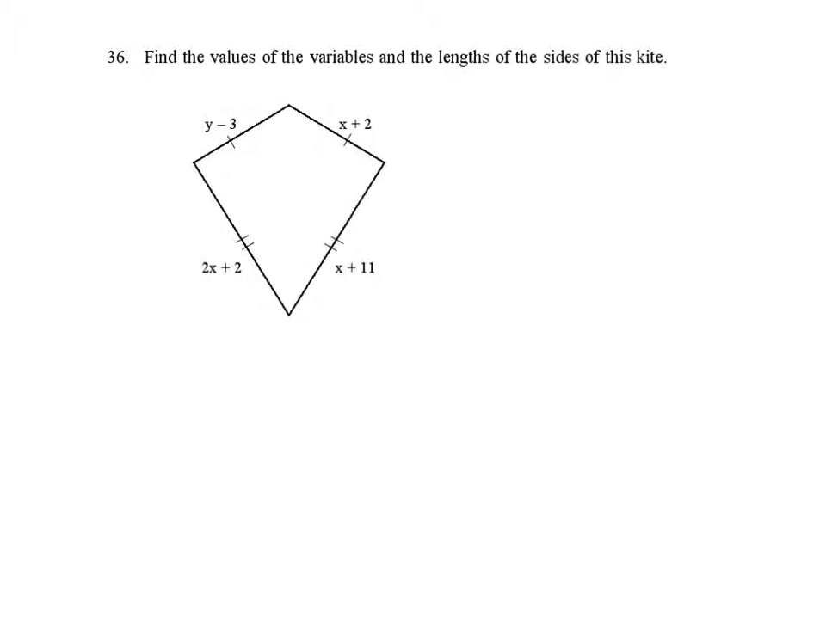36 says find the values of the variables and the lengths of the sides of this kite. Now they already tell me which ones are congruent. These two and the two down here. Notice the top two have different variables. We have y and x, and the bottom two have the same. So we're going to set the bottom two equal.